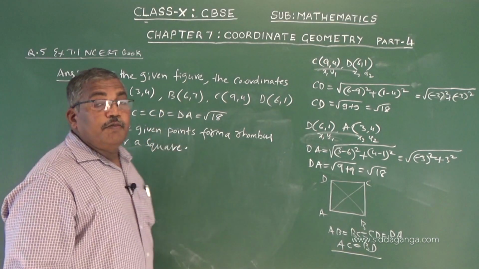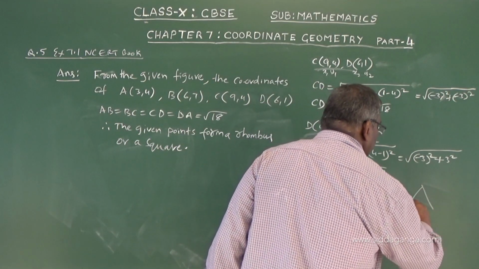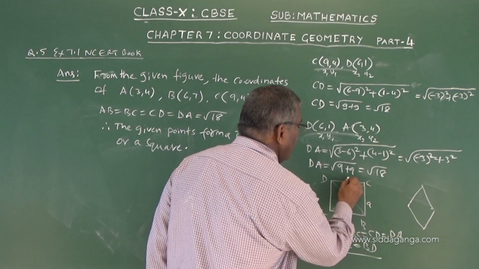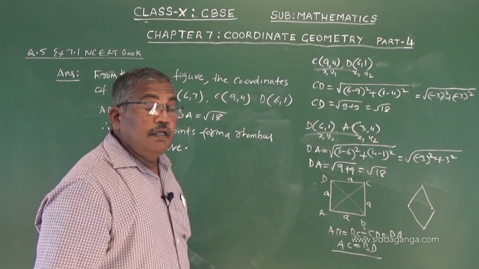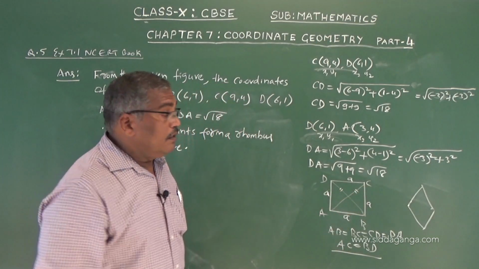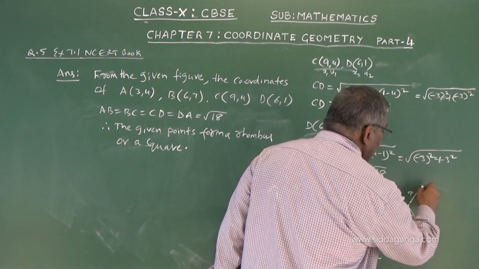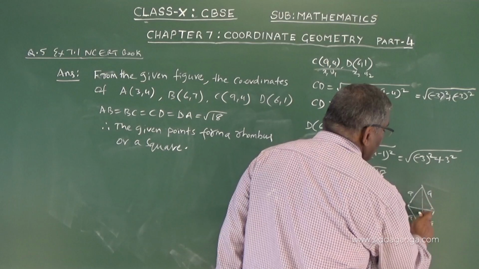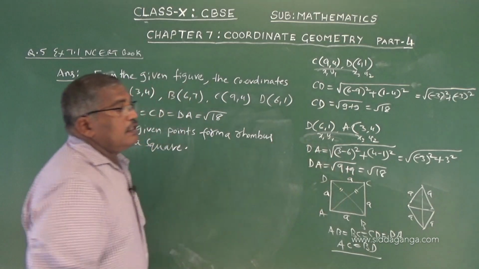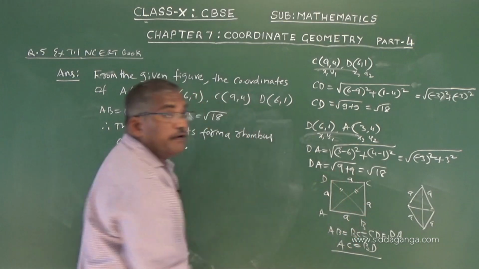So when will it become a rhombus? In a square, the sides are equal and the diagonals are also equal, whereas in a rhombus the sides are equal but the diagonals are not equal. So now we have to check whether the diagonals are equal or not. For that, we have to find AC and BD.